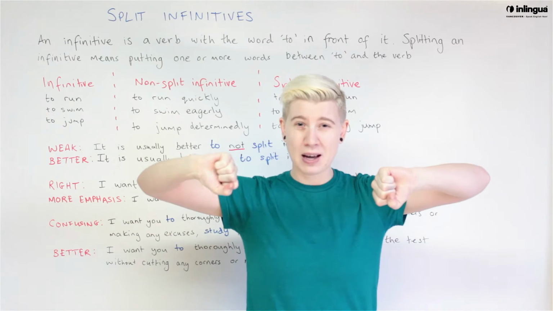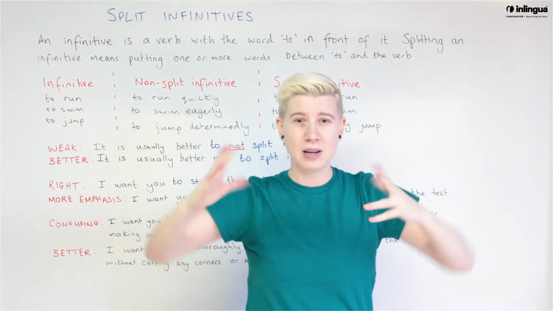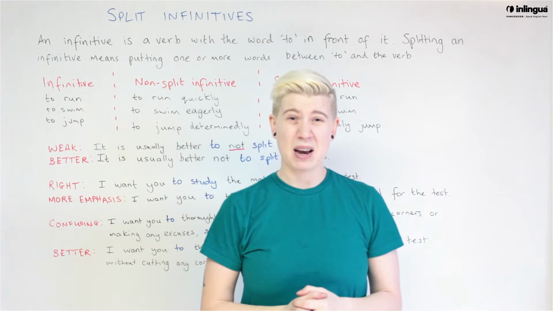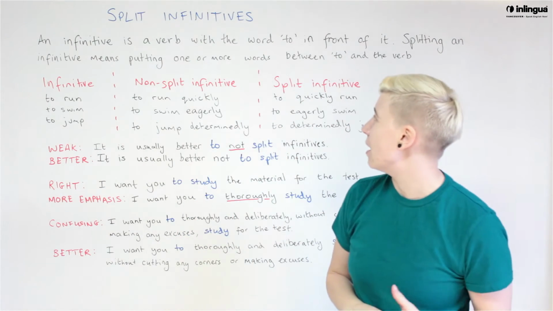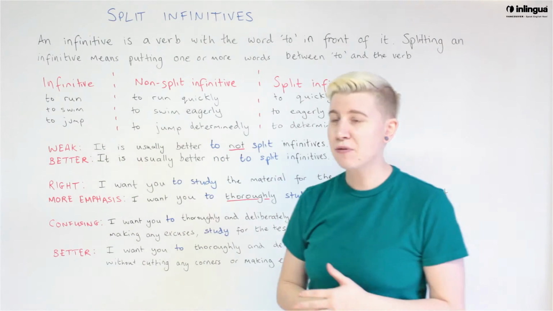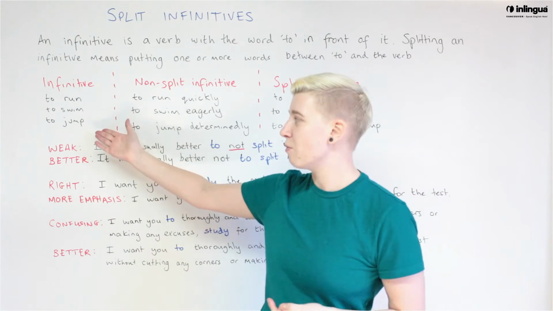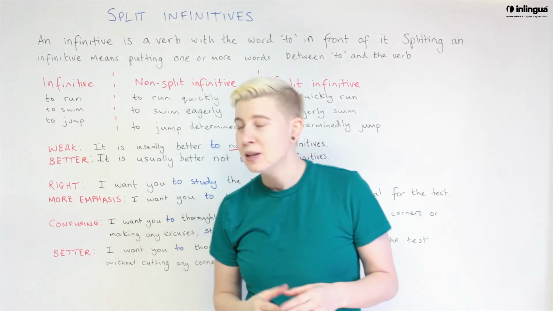If we pull them apart and put other words in between "to" and the verb, then it is called splitting an infinitive. And usually it's better not to split an infinitive. So let's have a look at some examples. Infinitives: to run, to swim, to jump, all very common verbs. You will have heard these used all the time.